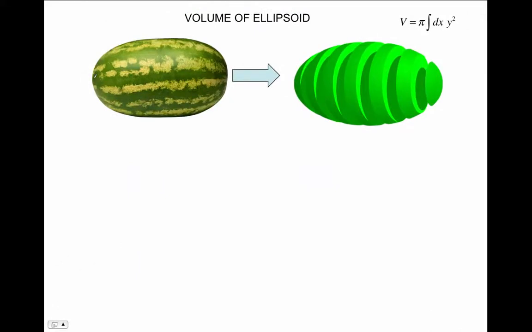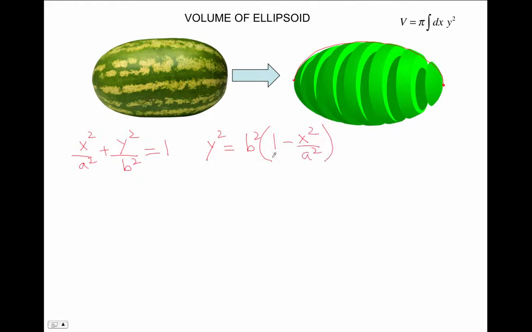Next, let's get the volume of an ellipsoid. The ellipsoid is got by taking a half ellipse and rotating that about the x-axis. As you remember, the equation of an ellipse is x squared over a squared plus y squared over b squared equals 1. From this, we can solve for y squared, which is then b squared into 1 minus x squared over a squared.